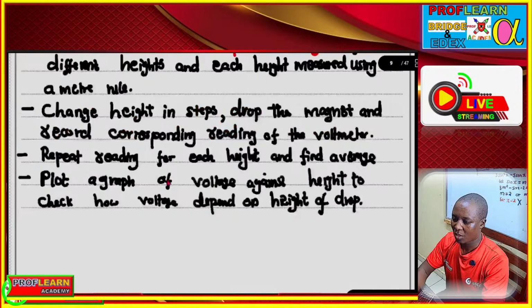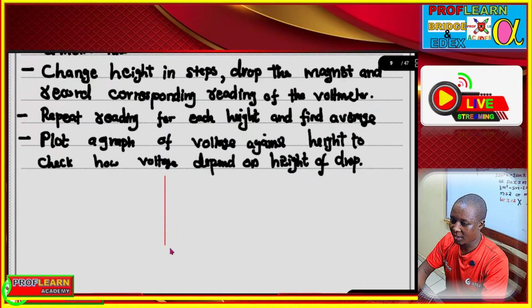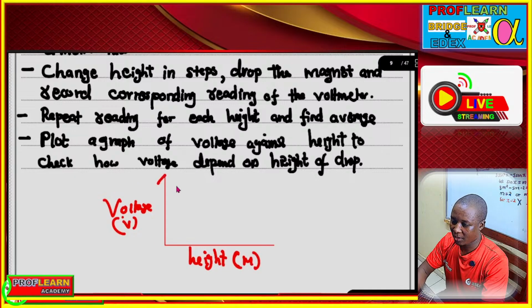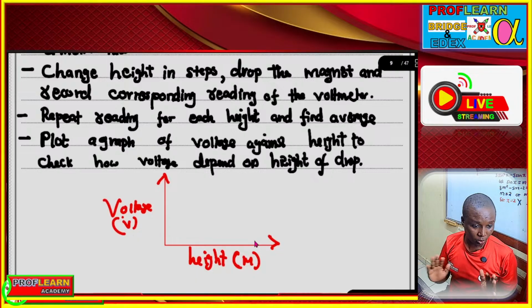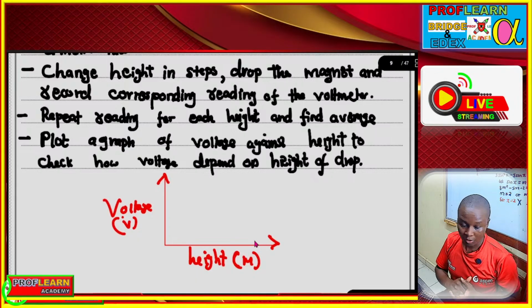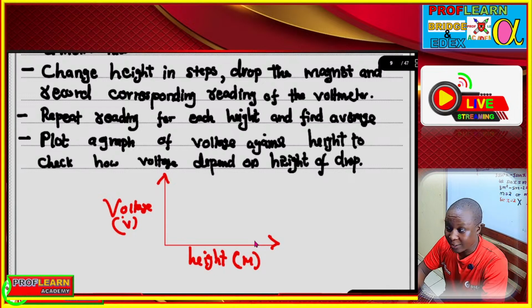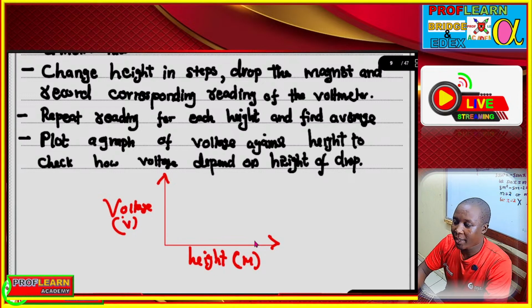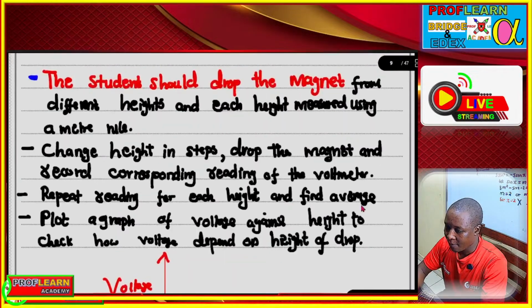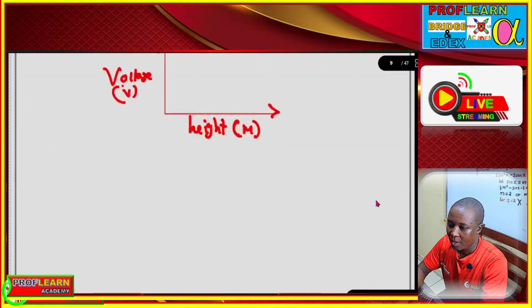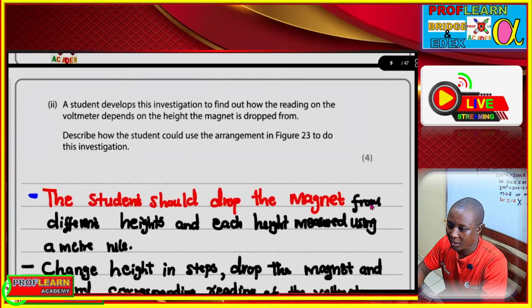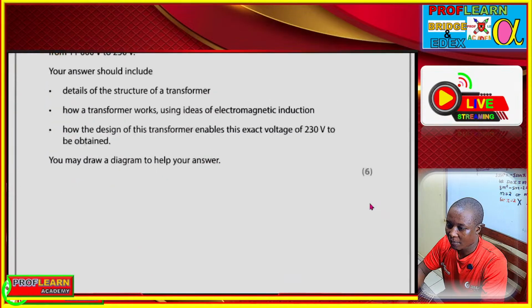Just draw a simple graph. You're not going to include every detail. Just draw the axes, with voltage in volts and height in meters, and that's all. Whoever is going to do the investigation, let him go and do it. We have explained how that investigation has to be done, and you will make the examiner happy by saying that for you to earn your marks. Moving to the next question.